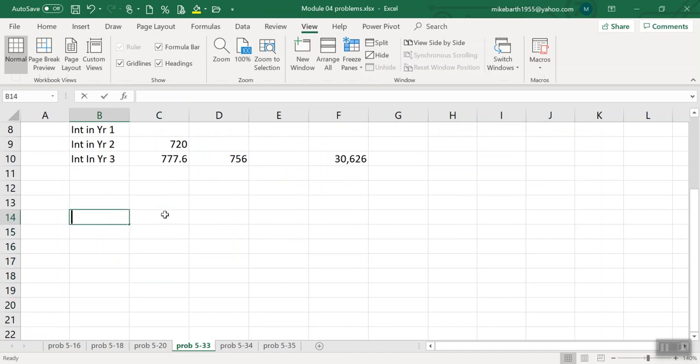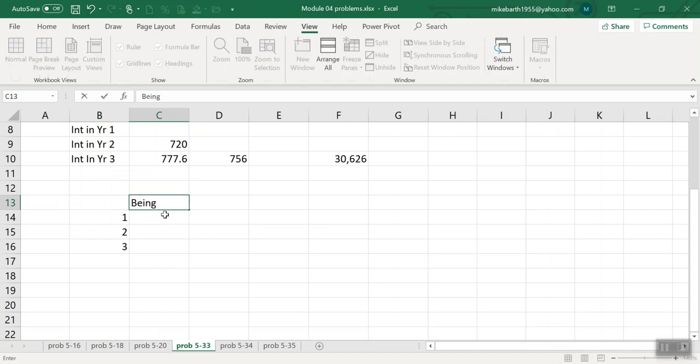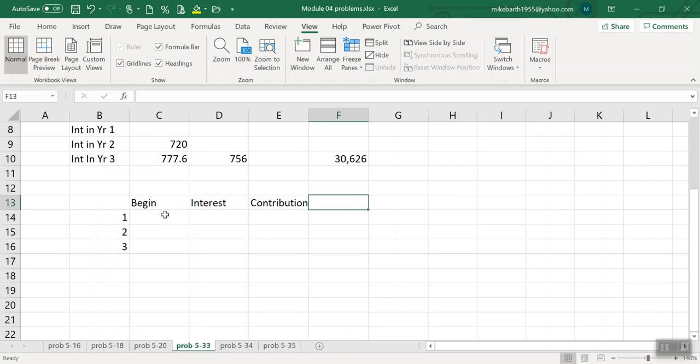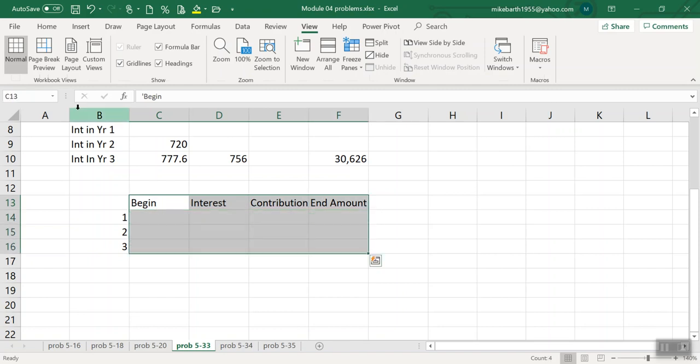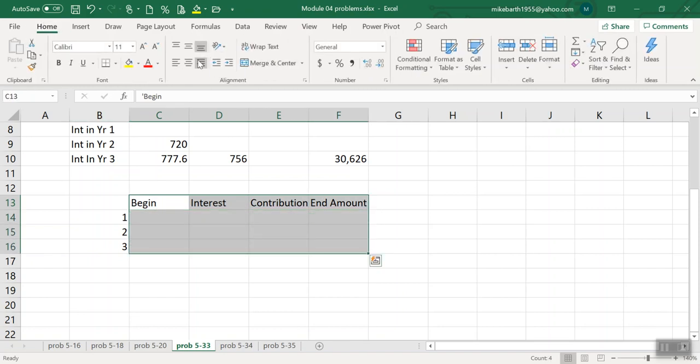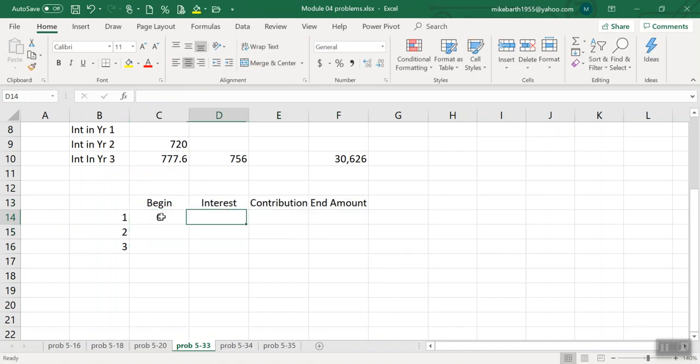Another way to do this is to set up an amortization table. Year 1, 2, 3, the beginning amount, interest, contribution, end amount. And the beauty of doing all this in Excel is that it's easy to do.